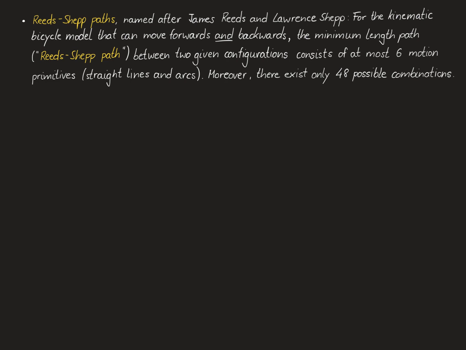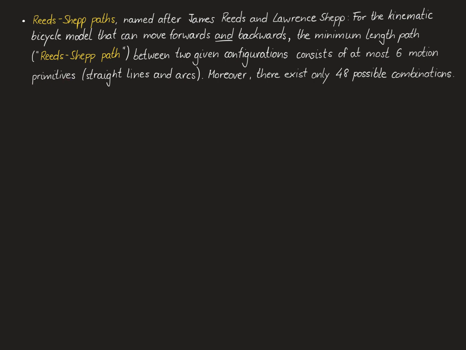They provide a mathematical proof that the minimum length path, called the Reeds-Shepp path, between two given vehicle configurations, when the vehicle can move forwards and backwards, consists of at most six motion primitives, meaning, as before, straight lines and circular arcs. Moreover, they show that in total, there exist only 48 possible combinations of these at most six motion primitives.